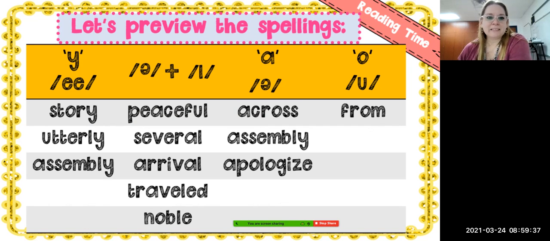So some spellings that we're going to see in this story. We have the Y spelling for the E sound at the end of the words story, utterly, and assembly. And then we have the schwa and the L sound that says ul in peaceful, several, arrival, traveled, and noble. And then we have the A spelling for the schwa sound in across, ugly, and apologize. And then we have the O spelling for the sound in from.